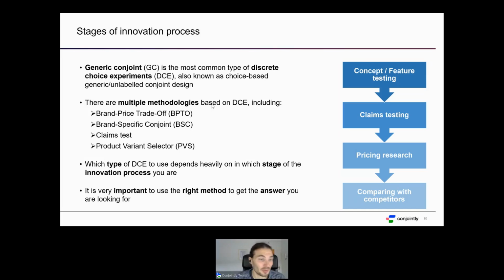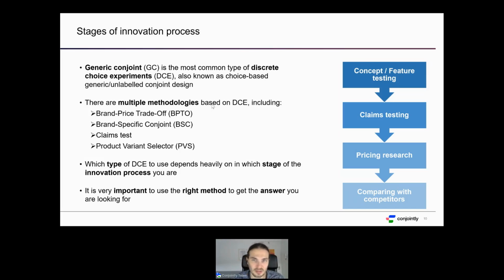Then we have brand price trade-off. That's a conjoint design, but heavily focused on pricing. So if the only thing you're really interested in is maybe changing your pack shot, launching an NPD, and pricing, maybe think about BPTO, brand price trade-off. Claims testing, well, the name speaks for itself. That's claims, slogans, and things like that testing.